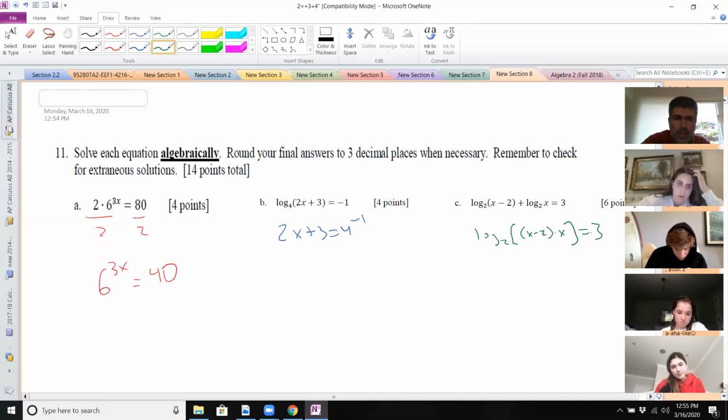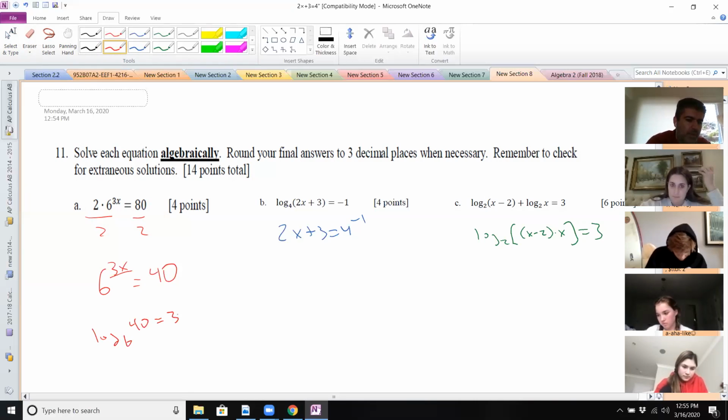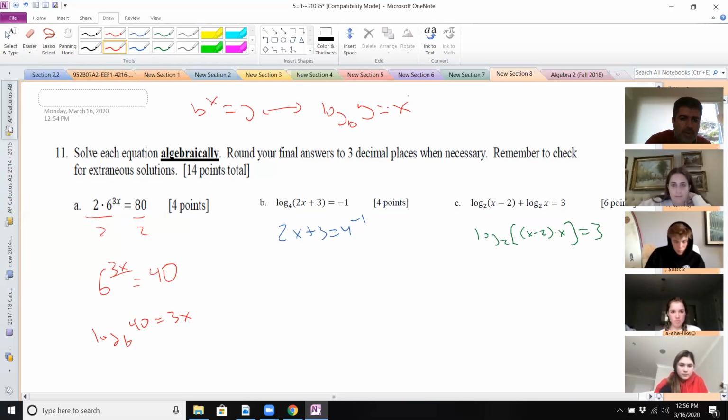I think for A, you need to write this as a log because you need to isolate x. So you could say log base 6 of 40 equals 3x. Remember, it's just using this property: if you have b to the x equals y, it's log base b of y equals x. That's exactly what I'm doing here. And you just have to use your calculator to work it out.